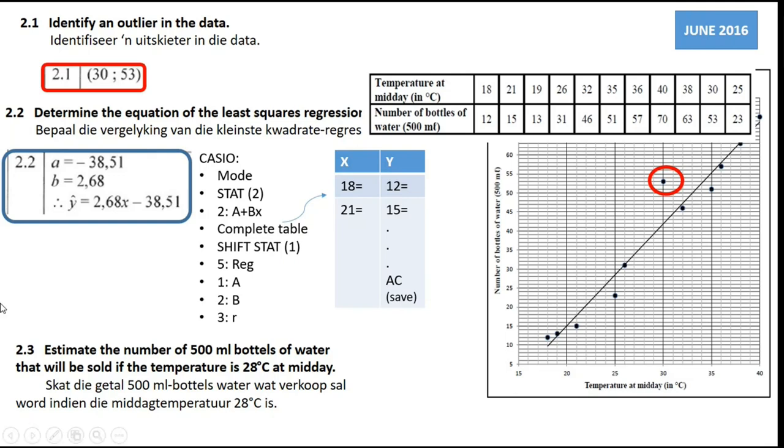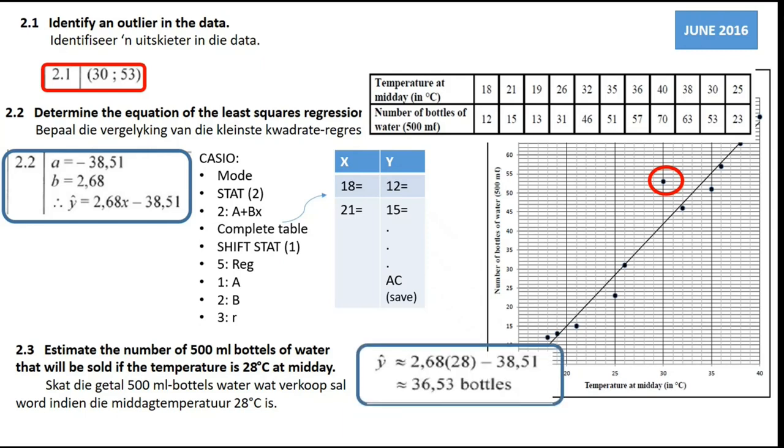Now they're going to say that we must estimate the number of 500 milliliter bottles of water that will be sold if the temperature is 28. So we must now go on the x-axis. Where is 28? Where is 28? Where is 28? 25, 26, 27, 28, see that? And then you have to go up, up, up. You're going to see it in a moment. And then you're going to go over to the bottles and then read it off. Your answer is not going to be perfect. So if you are out by one or so, they will still give you the mark.